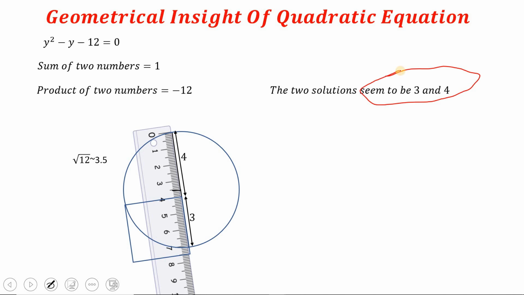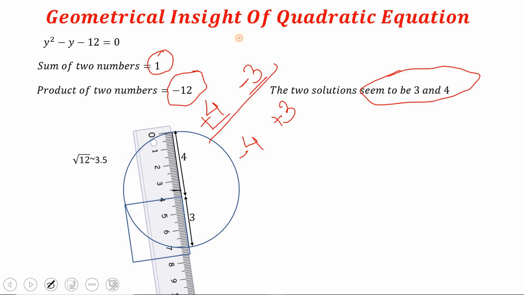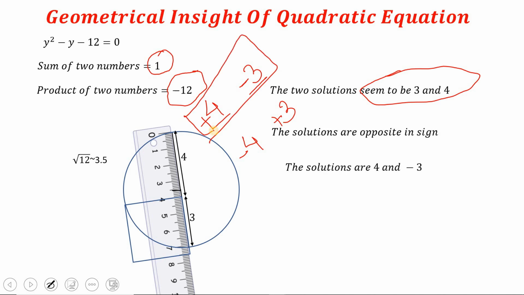But the main question is the product of two numbers is minus 12. Hence, if 4 and 3 are the two numbers, then they must be opposite in sign. Hence, the solution will either be minus 3 and plus 4, or minus 4 and plus 3. But since the sum of two numbers is 1, this is the more feasible result. So the solutions will be 4 and minus 3.